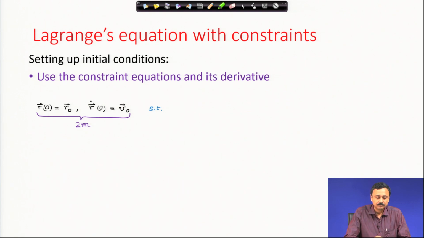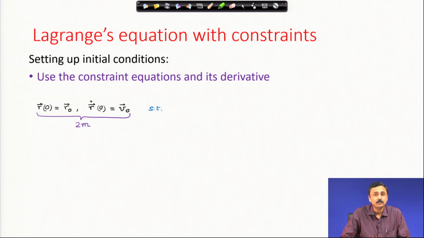So, to set up the initial conditions, we use the constraints and their derivatives. We have 2m initial values, m for each coordinate. So, we have the m position values and m velocity values at time t equal to 0. Therefore, we have 2m initial conditions, but these are not independent.